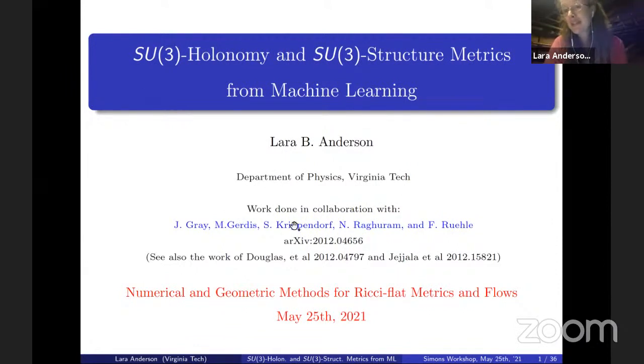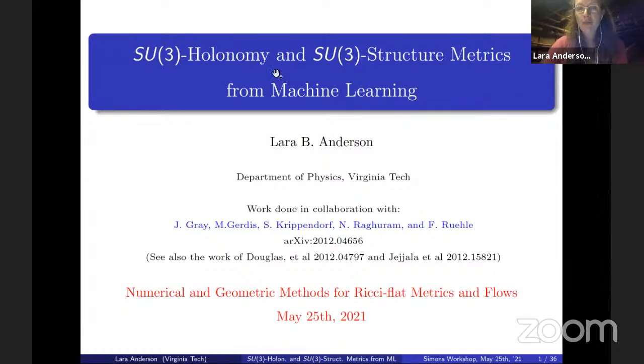So thank you to the organizers for the invitation to participate in this workshop. I think this is a very interesting set of topics, and I've enjoyed all the talks so far. As it says in the title here, I'm going to be talking about approaches to SU3 holonomy and SU3 structure metrics, utilizing techniques from machine learning.